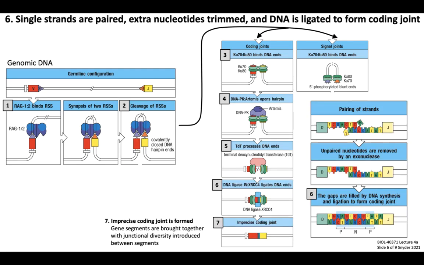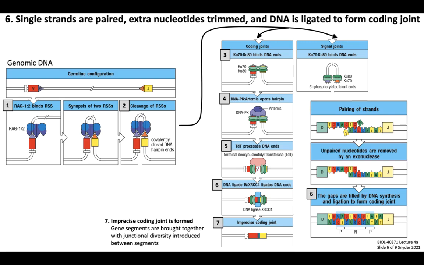Following N nucleotide addition, complementary nucleotides on either strand pair together, and any extra unpaired nucleotides are trimmed by an exonuclease. Importantly, exonuclease activity can also remove several nucleotides if pairing does not occur, which means that both TDT-mediated nucleotide addition as well as exonuclease-mediated nucleotide subtraction are two sources of junctional diversity during VDJ recombination.